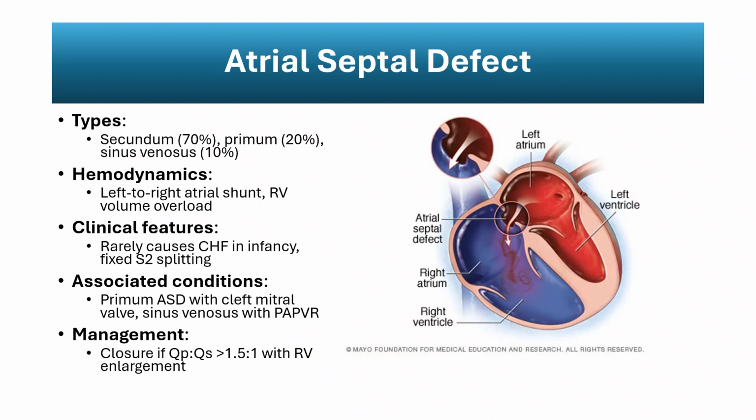An atrial septal defect allows blood to move from the left atrium, where pressure is slightly higher, into the right atrium. This creates right atrial and right ventricular volume overload. The most common type is secundum, accounting for about 70% of cases. Primum defects make up about 20% and are often linked to a cleft mitral valve, while sinus venosus defects, about 10%, are frequently associated with partial anomalous pulmonary venous return.